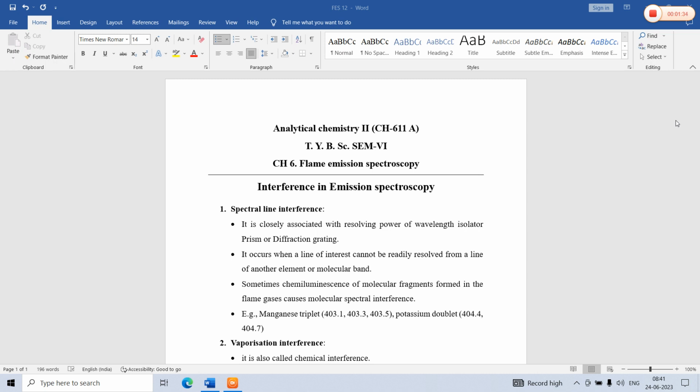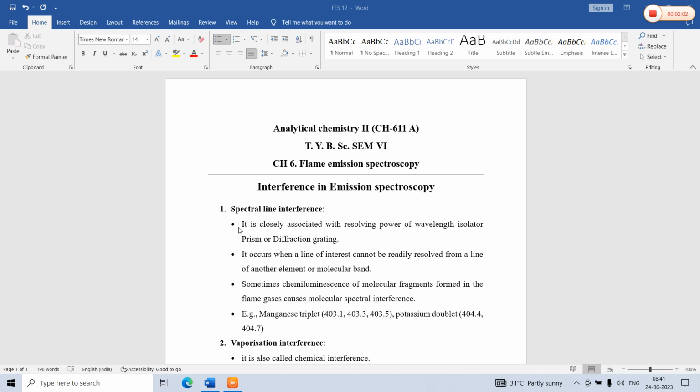First we should know what interference is. Interference is nothing but interruption in the analysis. So in the analysis some part is disturbed, or we can say interference takes place, because of three factors, namely spectral line interference first, second vaporization interference, and third ionization effect. Now what are spectral line interferences? We are going to focus on the spectral line interferences.